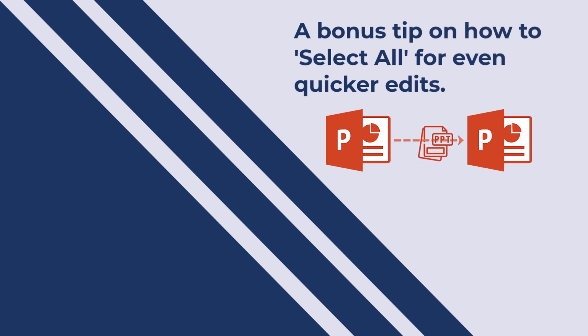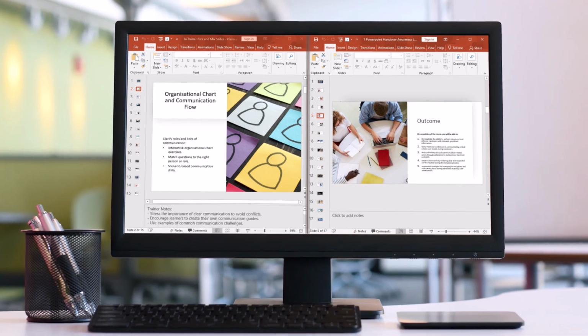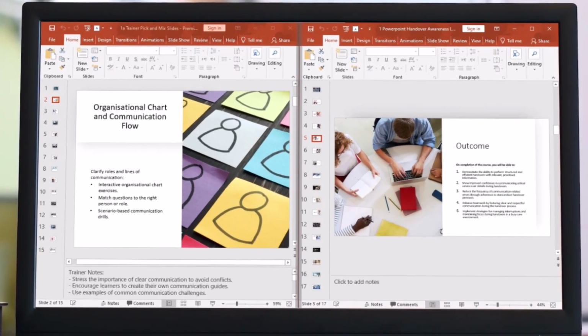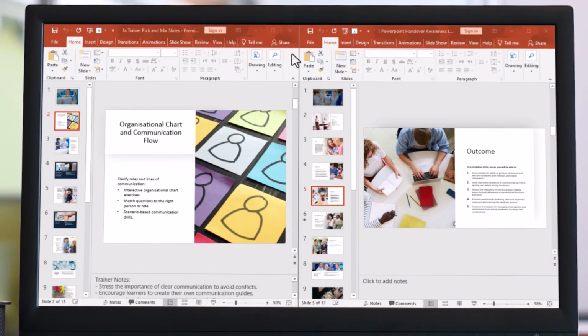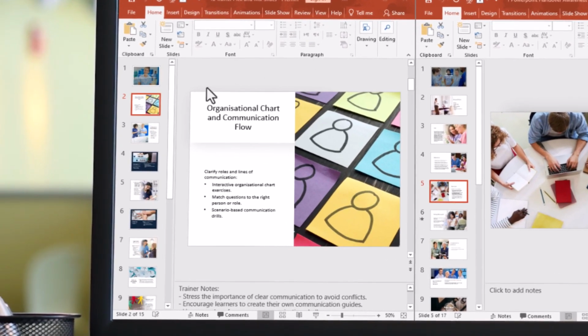Let's begin. Here we have 2 presentations. I want to copy a slide from the first one into the second. Start by selecting the slide you want to copy. You can do this by clicking on the slide thumbnail in the left-hand panel.